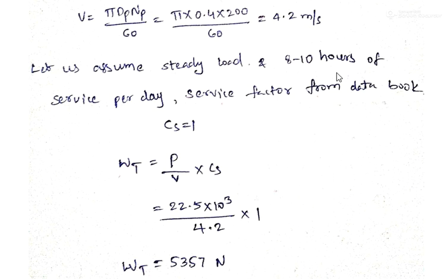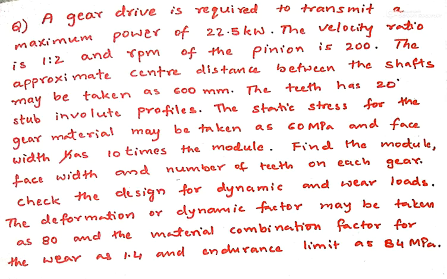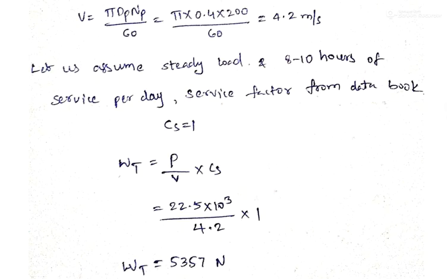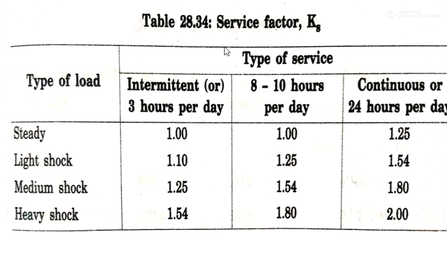This is the assumption, because if you see, friends, in the total question, the working hours or type of load is not given. So for that purpose, we will assume it is a steady load, and the drive is working 8 to 10 hours per day, such that the CS value is 1. So there is a table in the data book like this for the service factor.